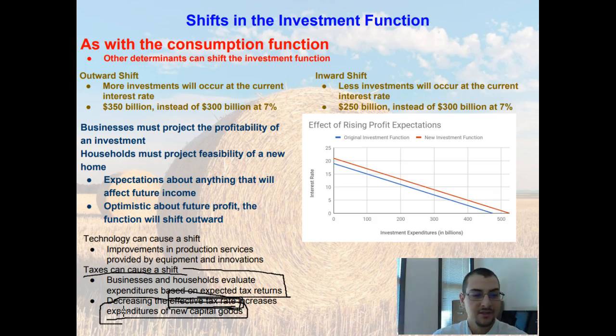On the other hand, if your effective tax rate is actually increasing, the tax cuts are going away, and you're getting charged a higher tax rate, then you're not going to have as much money to spend on capital goods, decreasing these expenditures on new capital goods.